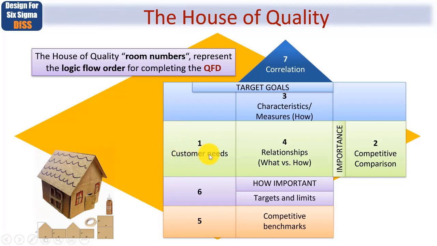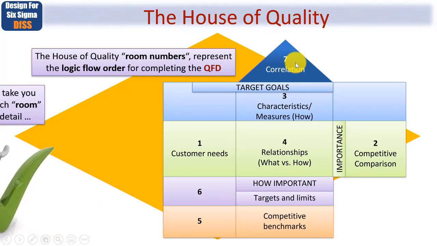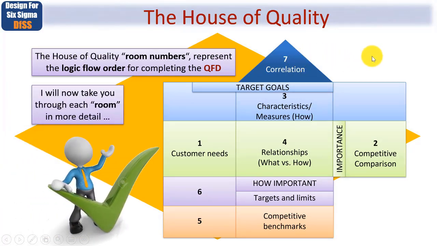So here we are, we start with room 1, which is the customer needs, going on to looking at room 2, the competitive comparison and the relevant importance of each of these comparisons. 3, the characteristics and measures, that's stating the how we're going to go about this, the how these CTQs will need to be designed. 4, the relationships, this is the what versus the how. Room 5 looks at competitive benchmarks. Room 6 looks at how important, looking at targets and limits. And finally, room 7 is the correlation, or as you can see it, the roof. So I'm now going to take you through each of these rooms in somewhat more detail.